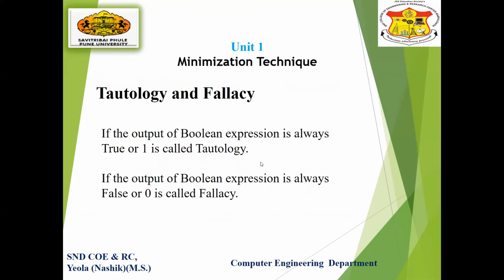Then we proceed to your next slide, that is tautology and falsity. What is tautology? Tautology and falsity depend upon the output of the Boolean expression. Suppose the output of the Boolean expression is always true, or it should be considered as 1, then it is called a tautology. And if the output of the Boolean expression is always false, or it is 0, then it is called a falsity. It is also pronounced as a fallacy. As per your convenience or your pronunciation, you can go for this.